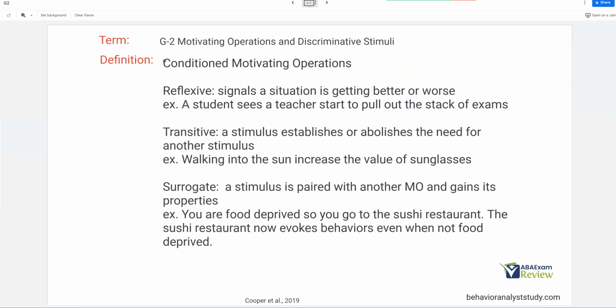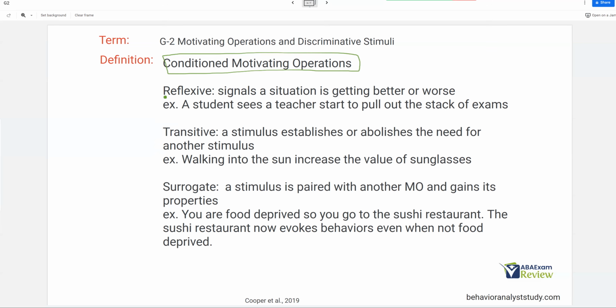Finally, conditioned motivating operations. I hesitate to even talk too much about these because in practice, it's rarely going to come up. And while you should be familiar with these, I would say you want to study this absolutely last because you don't want to spend a lot of time confusing yourself about what a motivating operation is because you're trying to figure out conditioned MOs. So try to think in terms of very simple ideas.